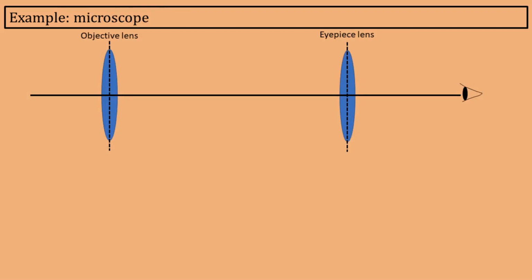Next, let's have a look at a two-lens microscope. Let's assume we have an object with height h, and that the first lens creates a real image with height capital H at the front focal point of the second convex lens, which has a focal length f. What is the angular magnification in this case?